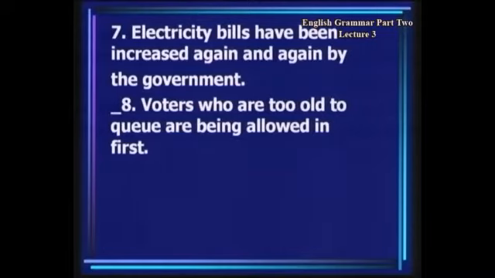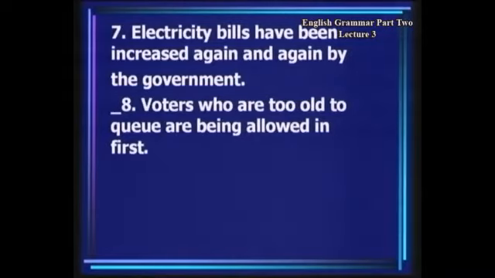Voters who are too old to queue, يعني إنهم يقفوا في صف, are being, that's my verb to be, voters are being allowed in first. بيسمح لهم بالدخول أولا. Allowed is past participle.